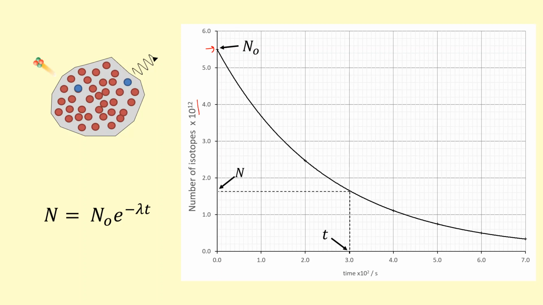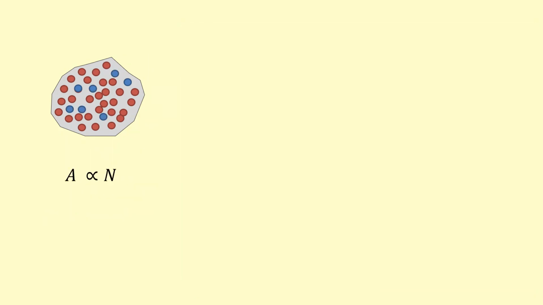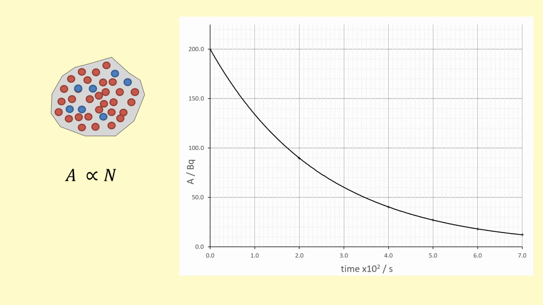In this case, the initial number of isotopes is 5.5 times 10 to the 12 isotopes, and at time t, which is 3 times 10 to the 2 seconds, we've got approximately 1.7 times 10 to the 12 isotopes remaining. And lambda here is the decay constant. As the number of isotopes decreases with time, we expect the activity of the sample to also decrease with time. In fact, they're directly proportional, so we expect the activity to also decrease exponentially. So we can use this equation here.